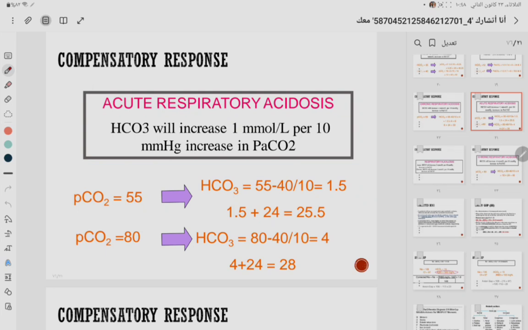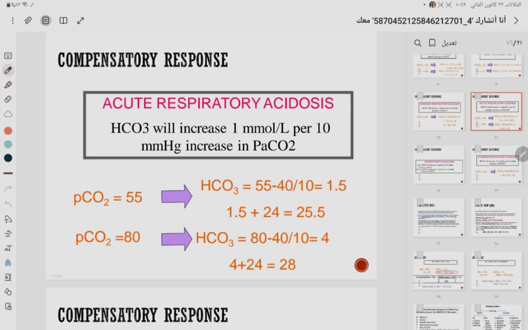PCO2 55. Bicarb expected is 55 minus 40, divided by 10. The difference is 15 over 10, one and a half. You add it and you expect that the bicarb should be within 25.5, 26. But if the bicarb is 30 or 32, what does that mean? It's a respiratory acidosis plus metabolic alkalosis. So it's a combined disorder again. So this is the prediction.